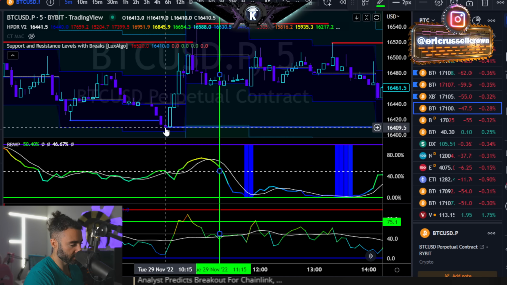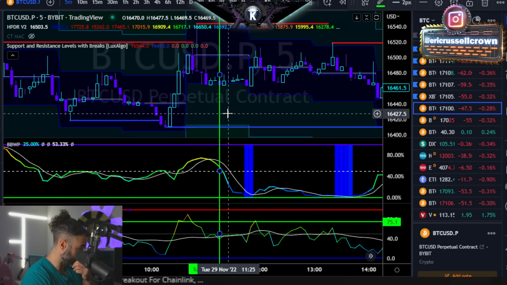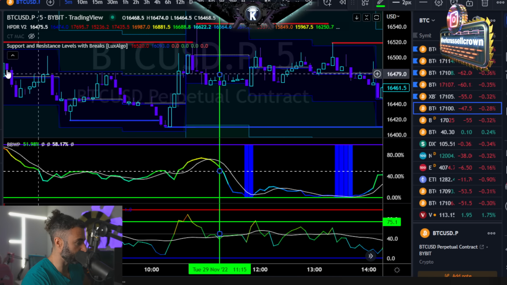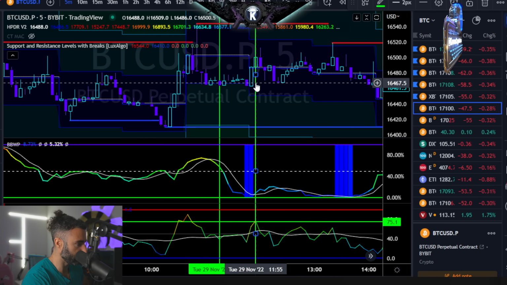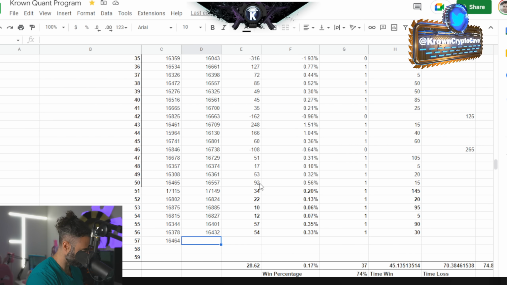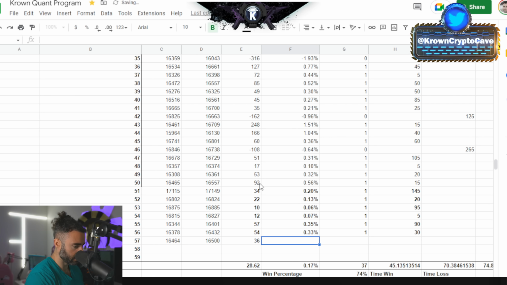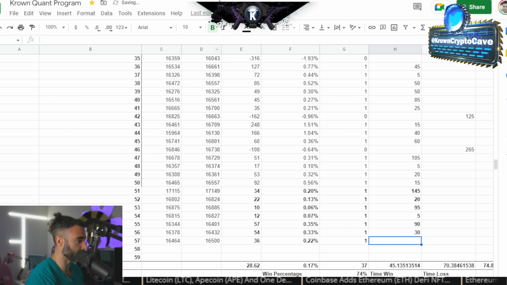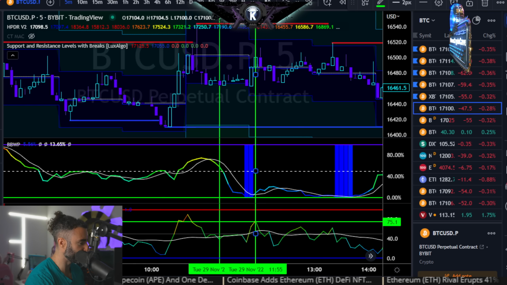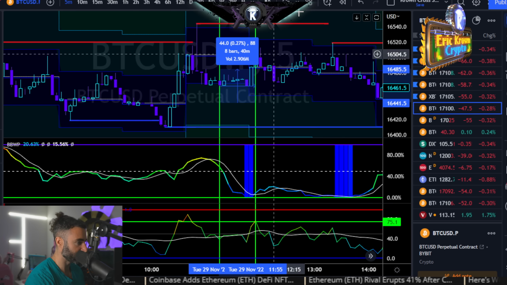16,464. Boom. Support is right here, so as long as it doesn't go below there on a closing basis, we stay in, and our take profit is here. Lovely, 16,500. So that's a $36 gainer. We're rich now. Let's see, 40 minutes.